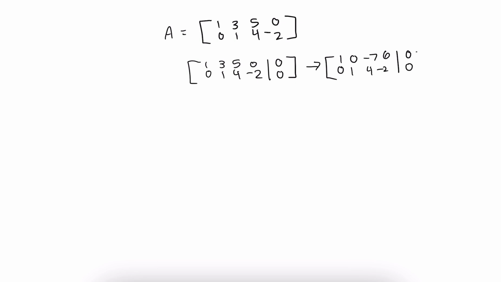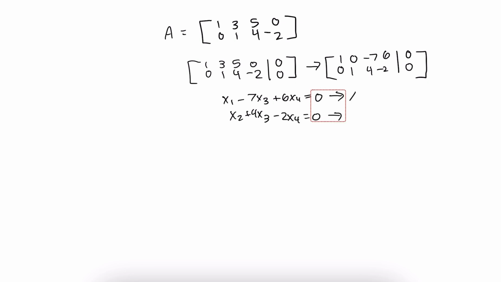So we have this. So now this is already reduced row echelon form because all leading ones have a 0 above it. So we're just going to write the solution. So x1 minus 7x3 plus 6x4 equals 0. And x2 plus 4x3 minus 2x4 equals 0.